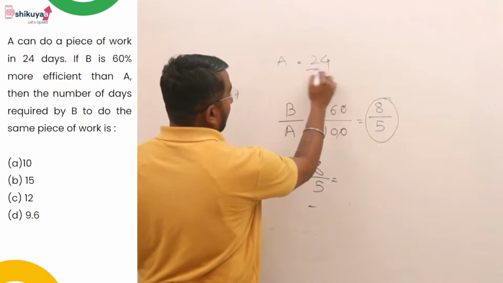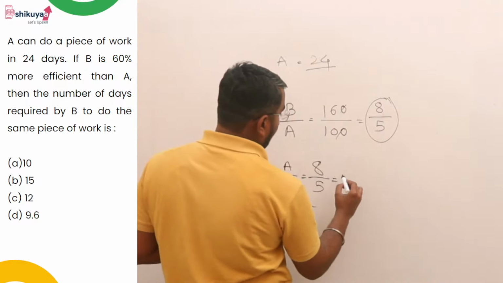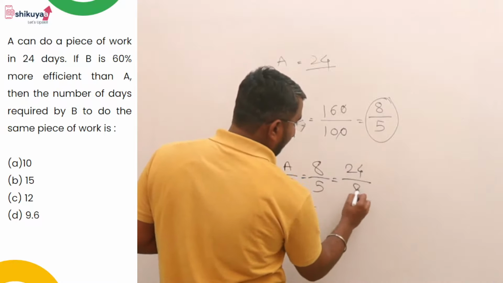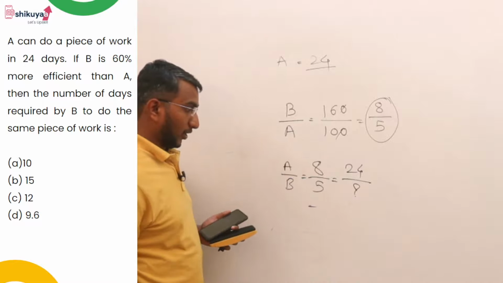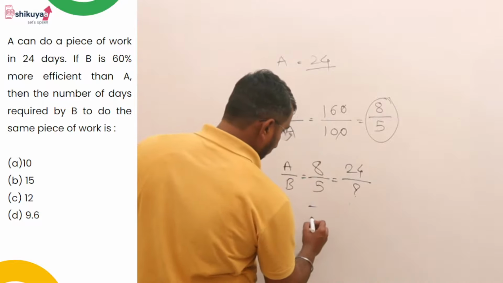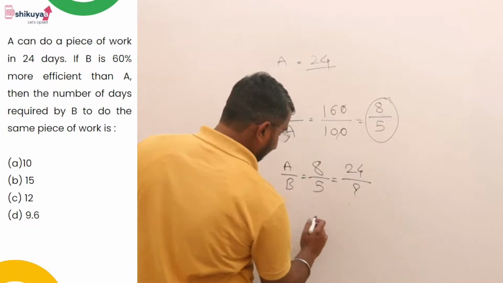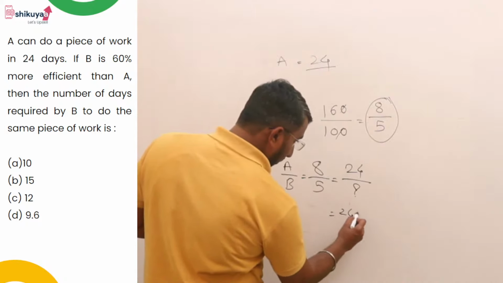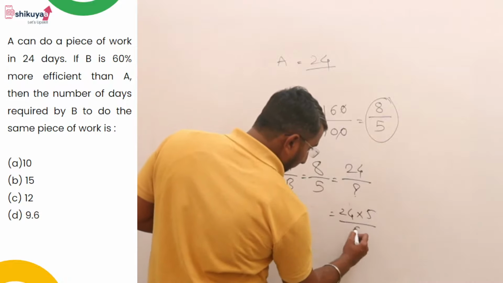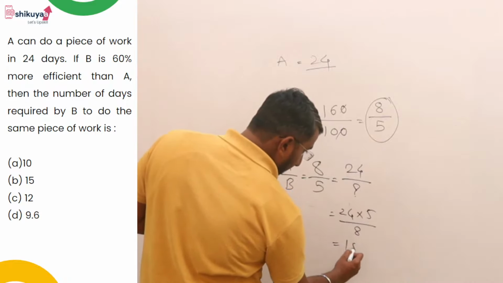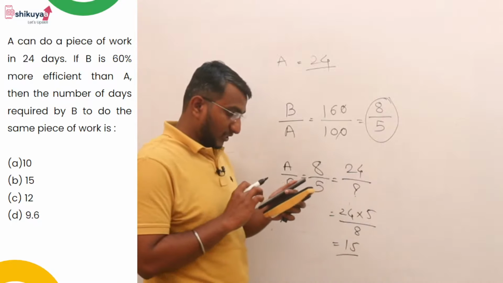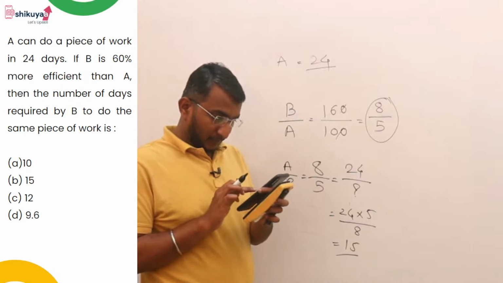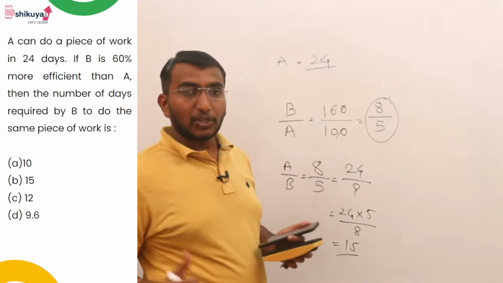So here the number of days taken by A is 24 and we have to find out the number of days taken by B. So you just have to do the cross multiplication, right? Which is nothing but 24 into 5 upon 8, which comes to be 15. So your answer is 15, which is given in option B.